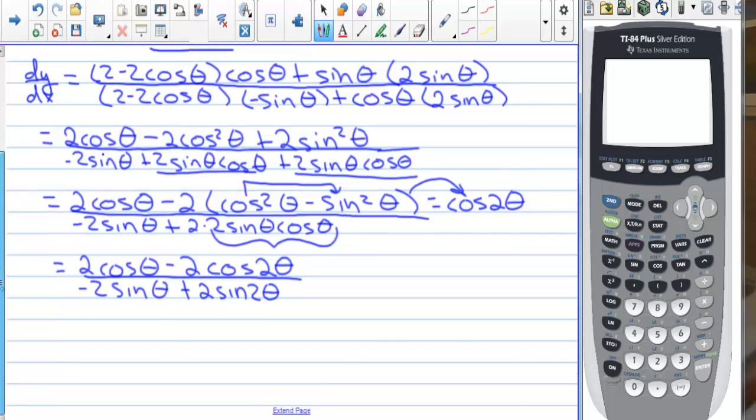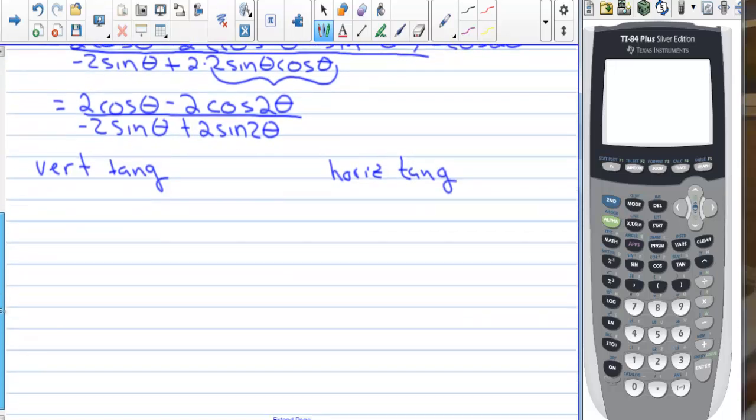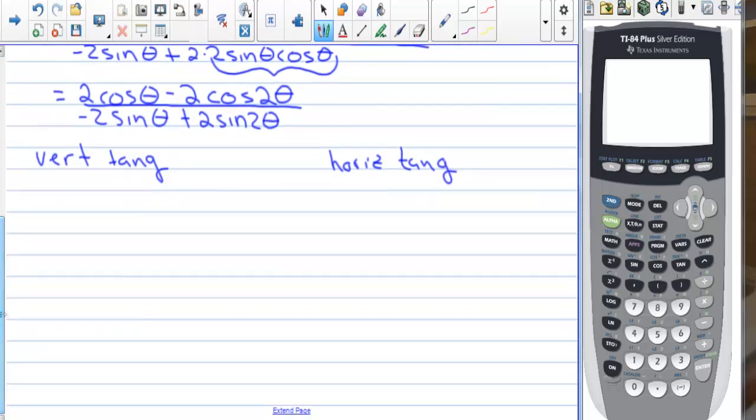Well, now we're trying to look for vertical tangent lines, not asymptotes, but tangent lines, and we're looking for horizontal tangent lines. To find vertical tangent lines, we're going to set the denominator equal to 0. We have negative 2 sine of theta plus 2 sine of 2 theta equals 0.